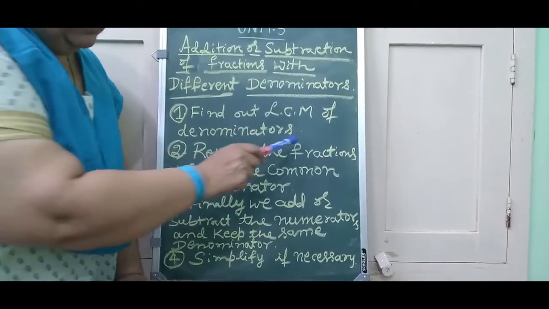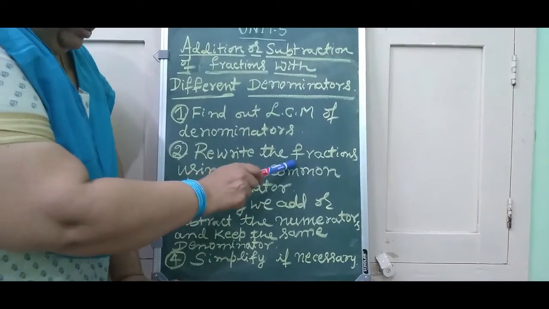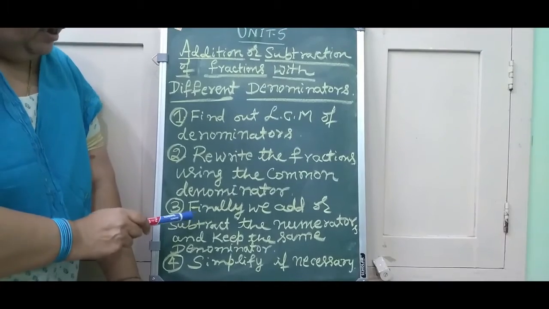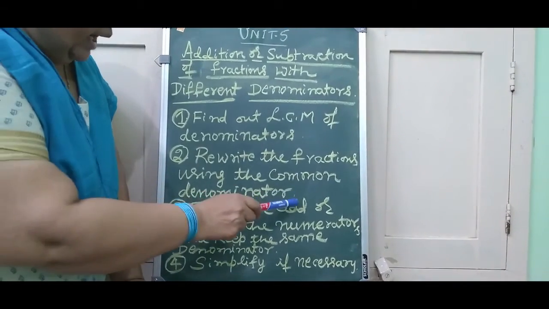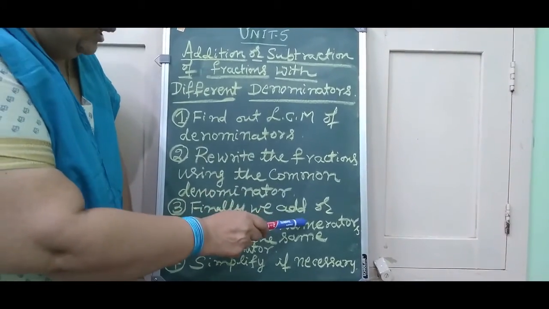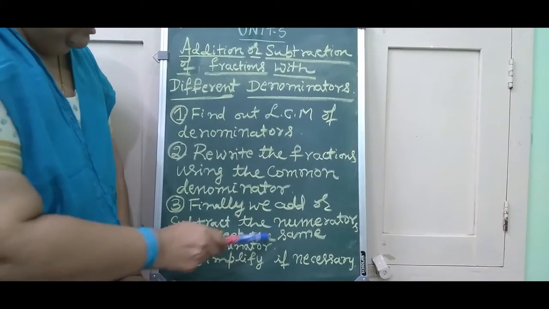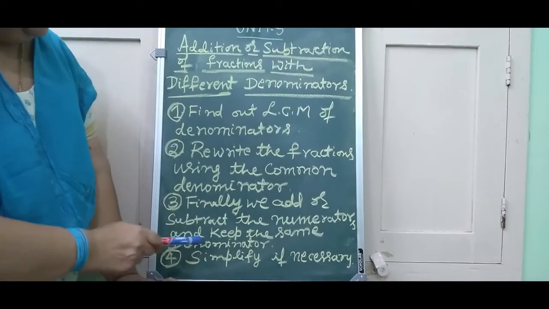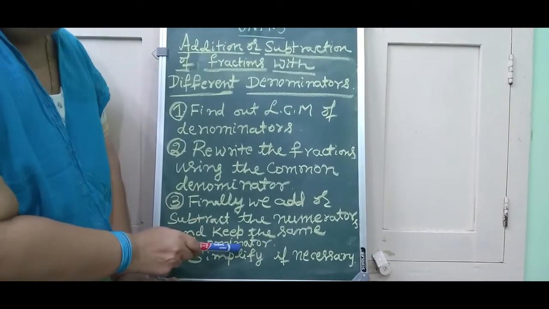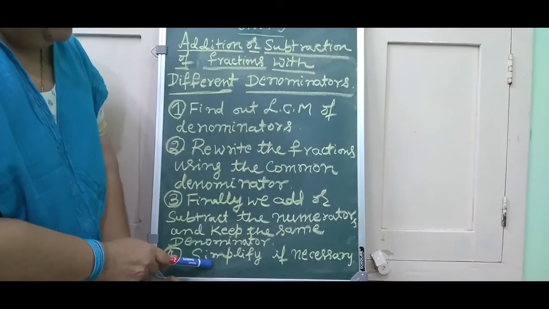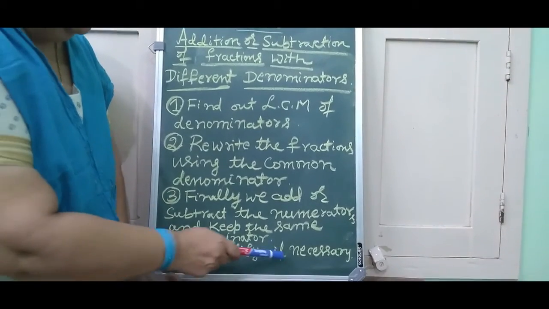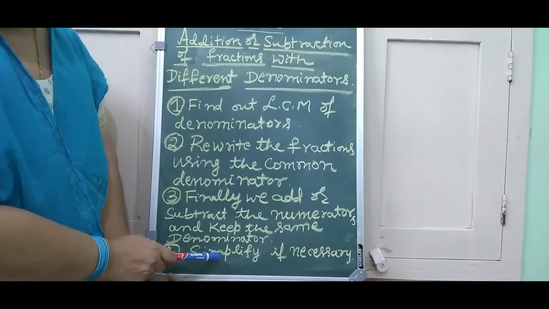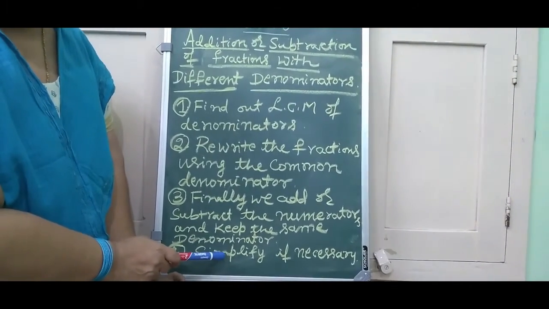So rewrite the fractions using the common denominator, and then finally we add or subtract the numerators and keep the same denominator. And then in the last step, simplify if necessary. If you can do the simplification, you can do it, otherwise you can leave the fraction like that only.